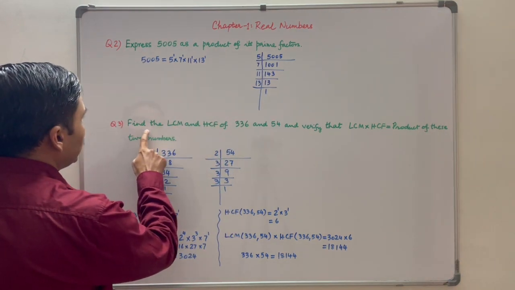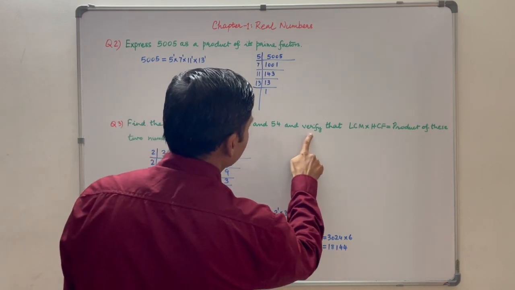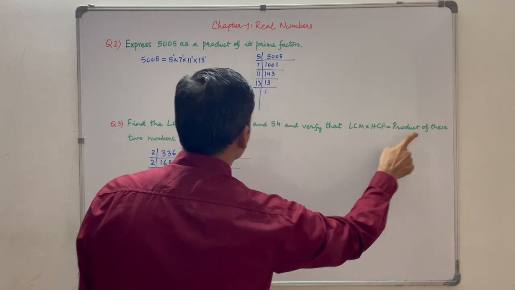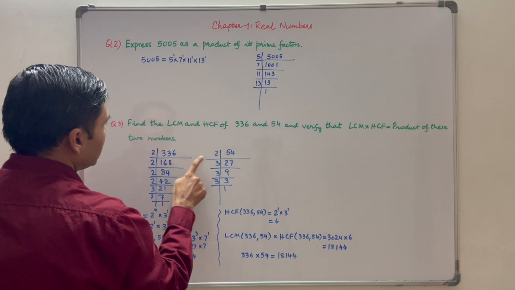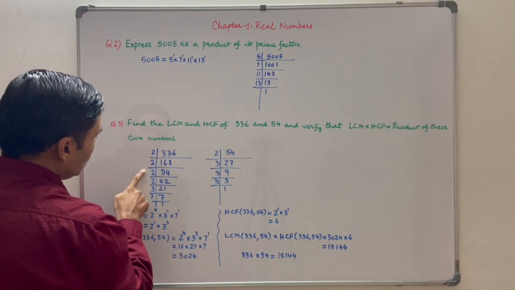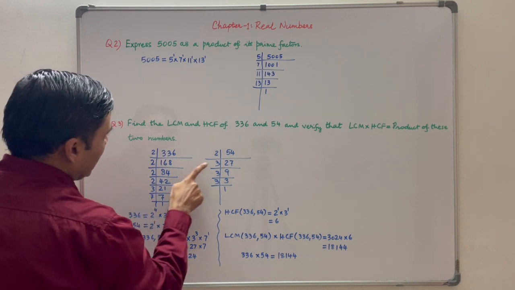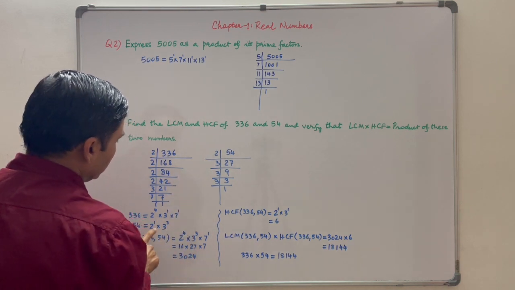Third question, find the LCM and HCF of 336 and 54 and verify that LCM into HCF is equal to the product of these two numbers. First, we will factorize 336 and 54. So 336 can be written as 2 to power 4 into 3 to power 1 into 7 to power 1. And 54 can be written as 2 to power 1 into 3 to power 3.